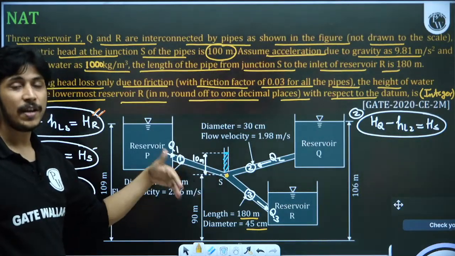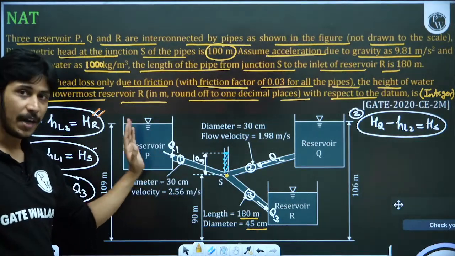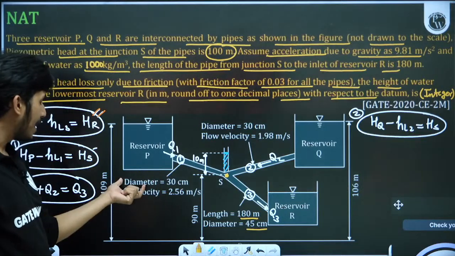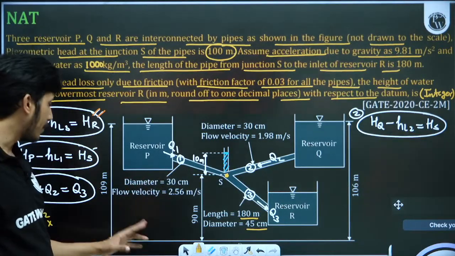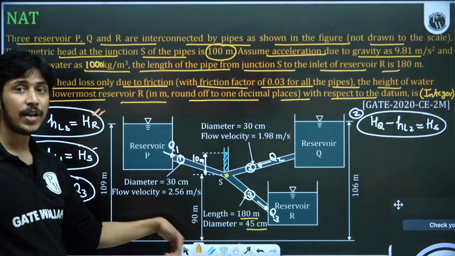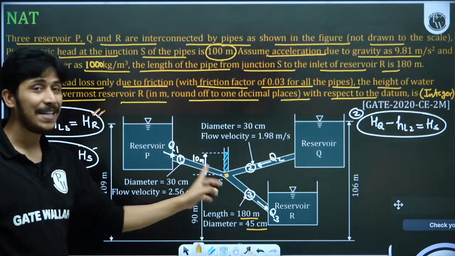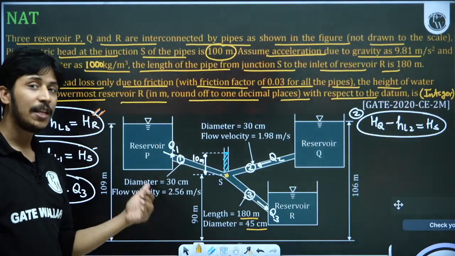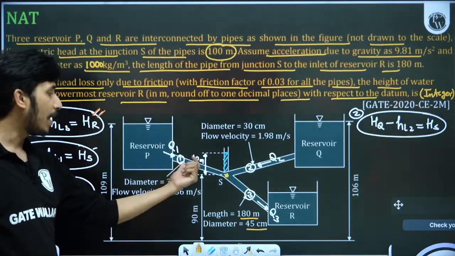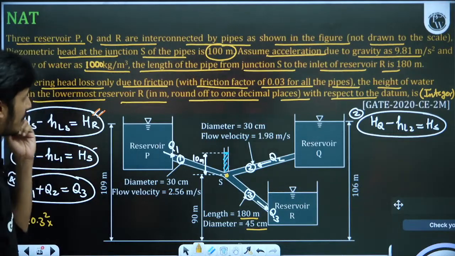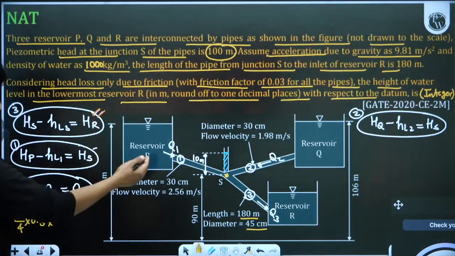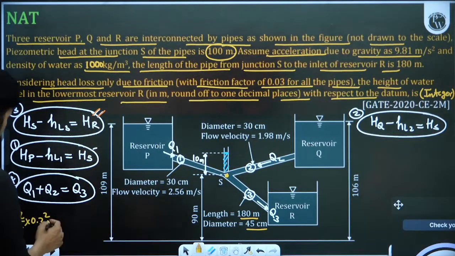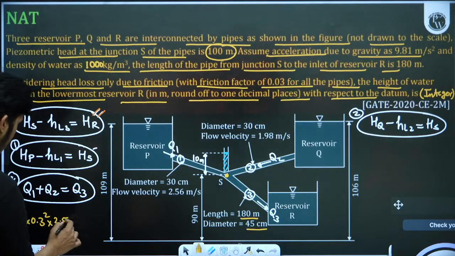Head loss is fLQ squared upon 12.1 d to the power 5. From that we can also calculate the Q1 value if the diameter and velocity are not given. The same thing we will get. But here diameter and flow velocity are given, so we will calculate directly here. 2.56. This will be Q1.